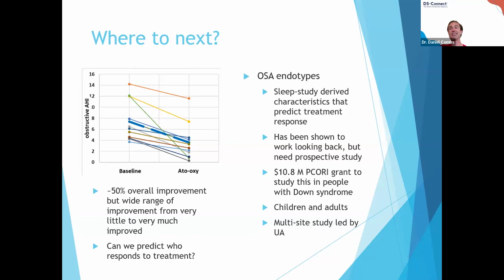So we recently got a large PCORI grant that's going to look at this concept in people with Down syndrome. This will be kids and adults. One of the feedback items that we got from our current study was there are a lot of adults with Down syndrome who really don't have any options for sleep apnea treatment. And so we added adults to this study. This is a multi-site study led by U of A.